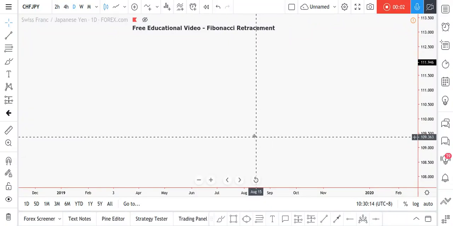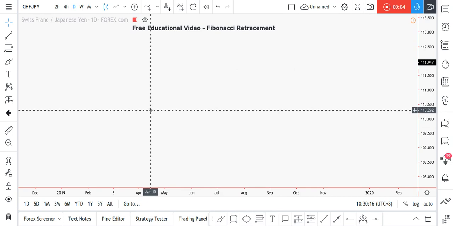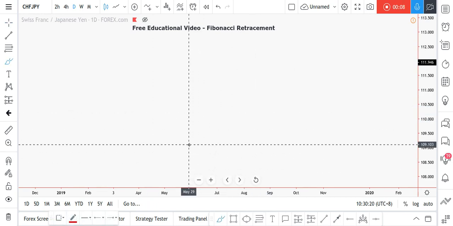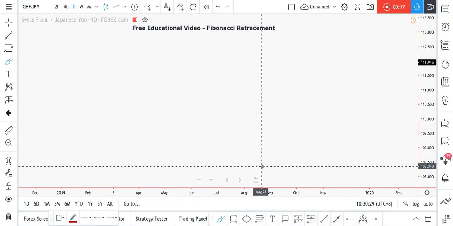What's up traders, let's have a quick free educational video about Fibonacci retracement and how to use this correctly in the right way in order for you guys to profit off the market and also get into the market with a good risk to reward. So without further ado, let's get into it.